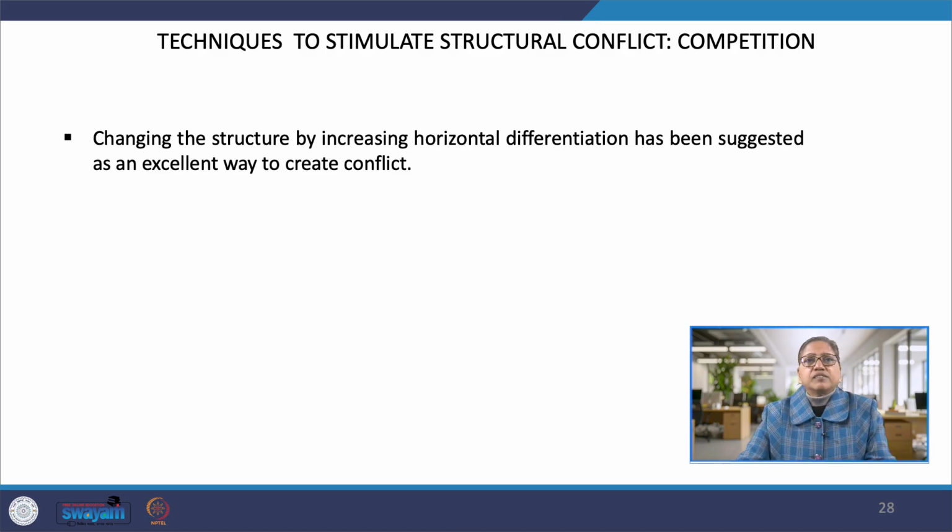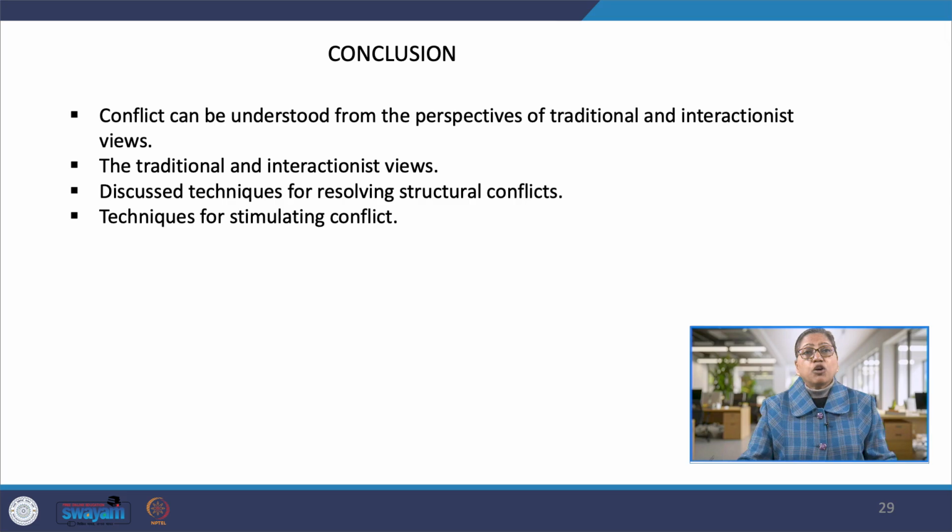Many companies that continually promote sales contests within their sales staff believe that this competition leads to a more effective sales force. Changing the structure by increasing horizontal differentiation can be suggested as an excellent way to create conflict. To summarize or conclude, conflict is a process in which an effort is purposely made by one person or unit to block another, that results in frustration in attainment of goals.